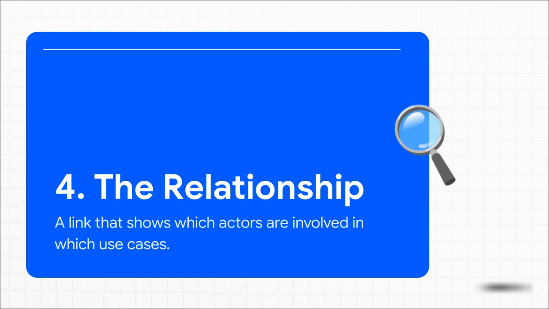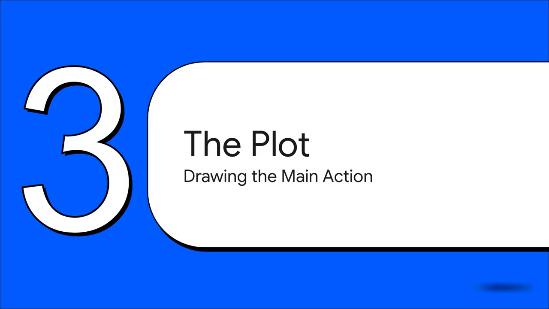And finally, we have the relationships. These are the lines that tie it all together. Think of them as the script directions. They just show which actors are in which scenes. And that's it. The set, the cast, the scenes, and the directions. That's the whole core structure right there. Okay, so we've met our cast, we've got our crew, now it's time to actually map out the plot. Let's see how all these simple pieces come together to tell a coherent story.